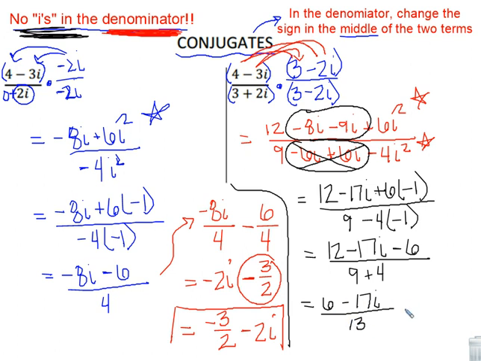We can break apart the tops. So hopefully I can fit this in here. We can have 6 over 13. Okay, so that's my first part. But then we are subtracting, so we'll put that there. In my second part, I would have 17i over 13. Okay, so there's our complex number.